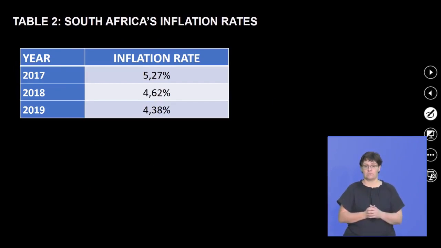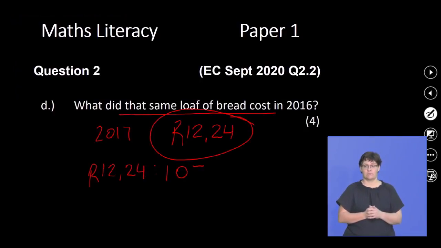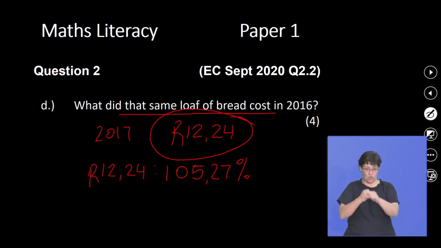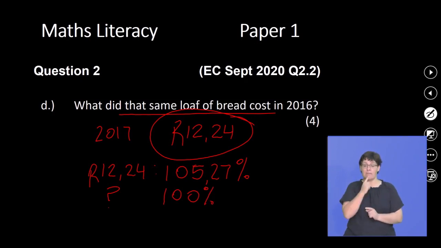So that was 2017. Now I want to know what 2016 is. I'm looking for how much is that, and that would have been 100%. So what I'm effectively doing now is dividing by the percentage. Or the way I do ratios, I write out what's above my question mark. So that's my 12 Rand 24. And I times by, I'm actually going to leave in space. I'm going to do this on the next page.